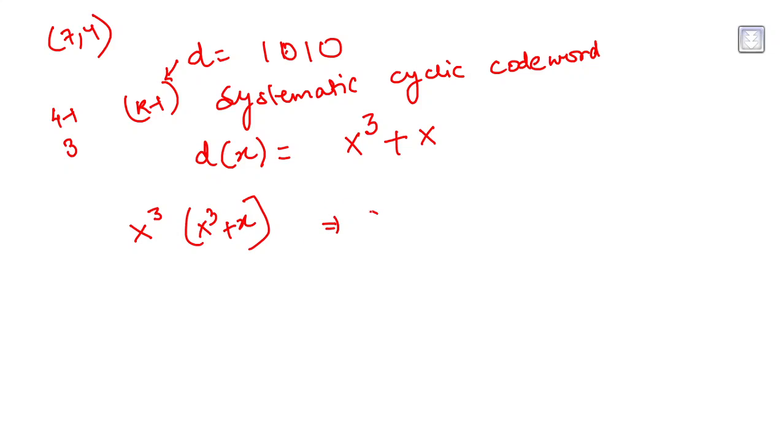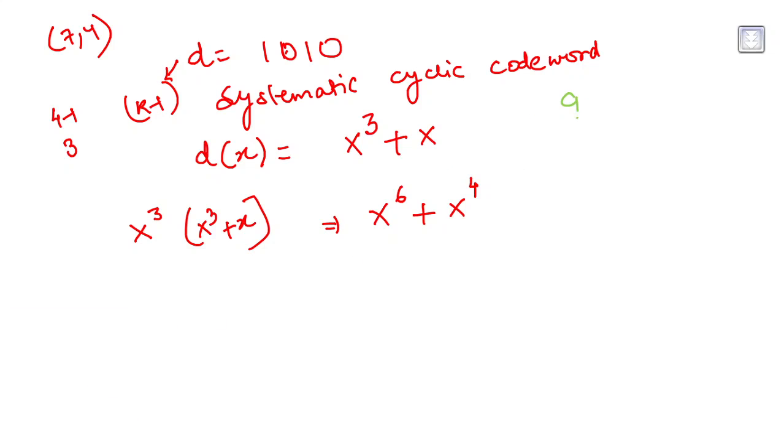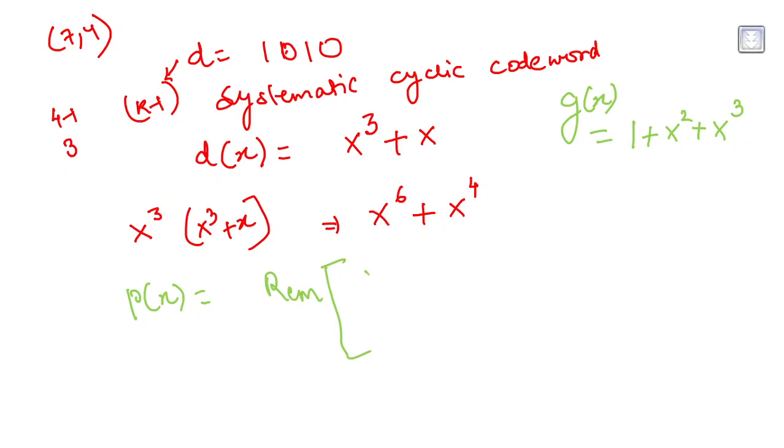So I will be getting x to the power of 6 plus x to the power of 4. In this question, it must be given what your generator polynomial is. So I am taking the generator polynomial in this question as 1 plus x square plus x cube. To calculate p of x, I have to find the remainder of x to the power of 6 plus x to the power of 4 upon x cube plus x square plus 1. So I have to find this out.